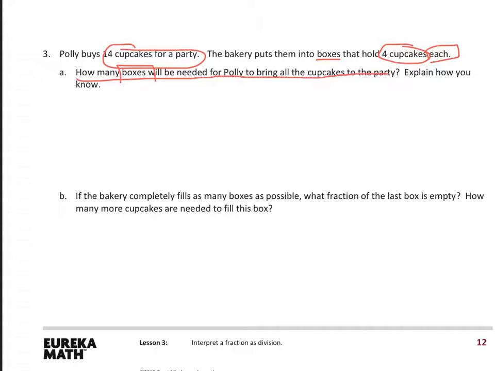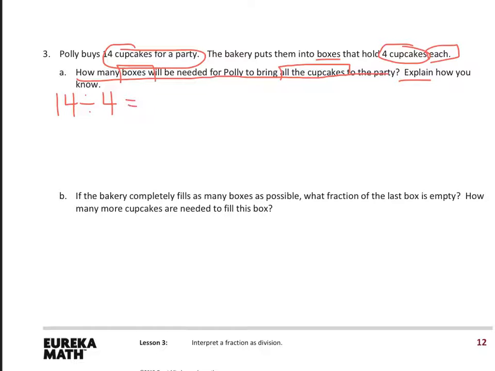We're going to figure out how many boxes Polly is going to need to bring all, and I want you to box in all the cupcakes because we can't have any cupcakes left over. And we have to do some explanation once we figure out how many boxes that is. So really quick, this should be a division problem because we're taking the 14 cupcakes and we are dividing them into, or grouping them by 4 to put into a box.